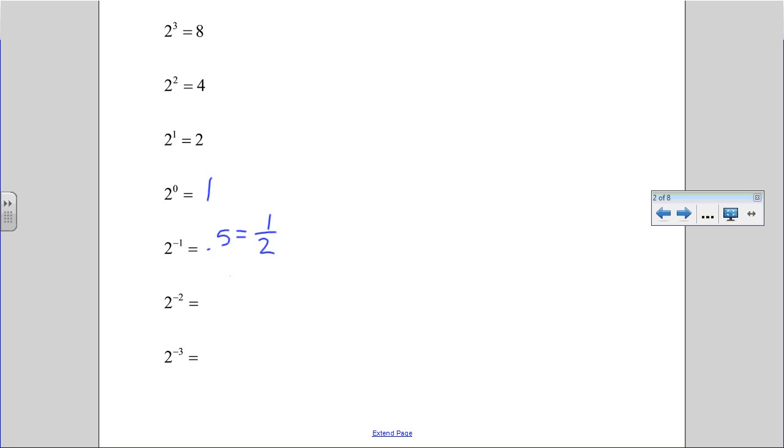What's 2 to the negative 2? 1/4. So once again, a negative exponent didn't give us a negative number. It gave us a fraction. And what's 2 to the negative third? 1/8.